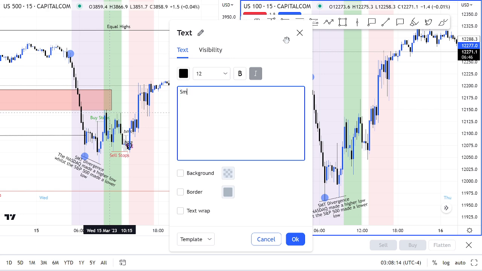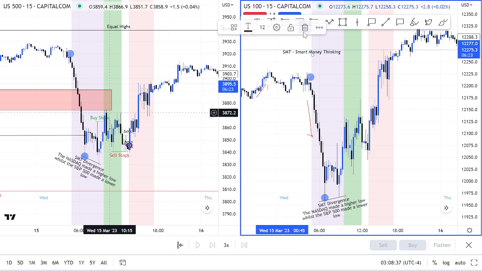So SMT starts with smart money thinking, or smart money thoughts, or just smart money. It's a smart money concept. So it's an SMT divergence.